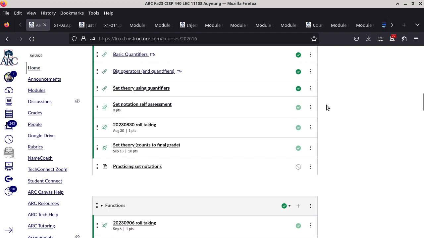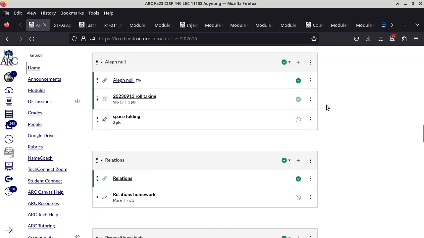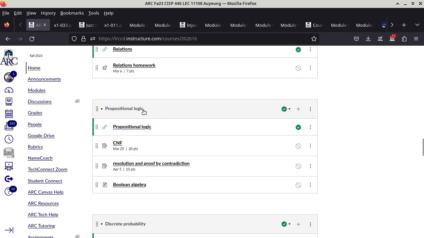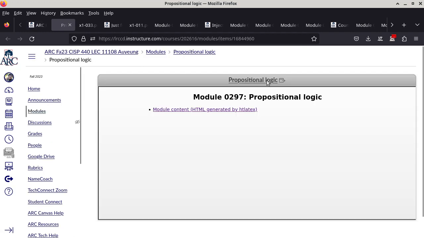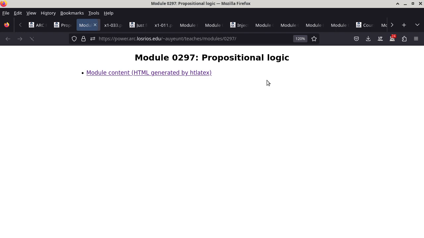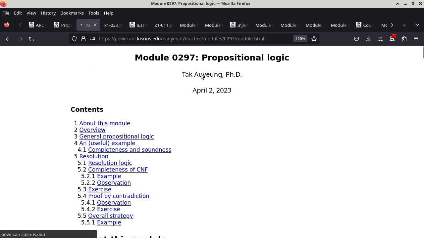Not relations. Not relations. That's a really tiny one. So we are now onto propositional logic. And the propositional logic slide is complex.